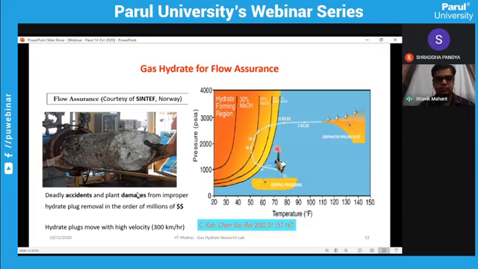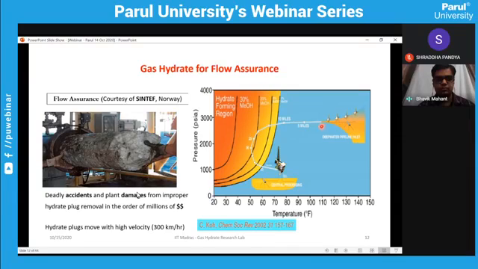This is old research. In 2002, some person told that if you want to prevent gas hydrate from forming in our pipeline, then we have to add methanol into it. You can see it here. If you are not able to see it, then I will explain it. Not an issue.